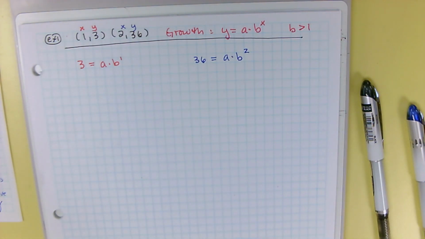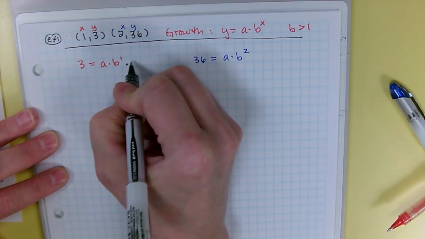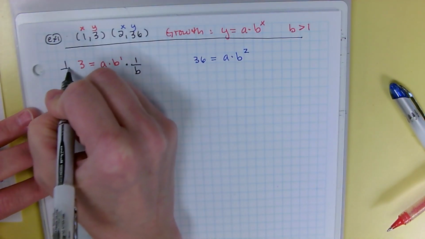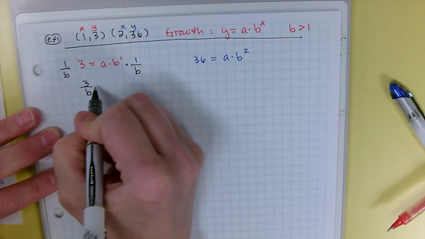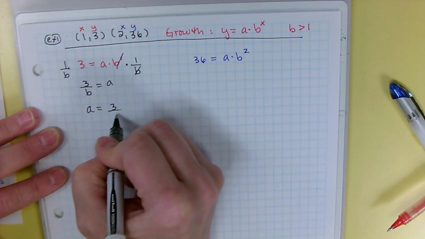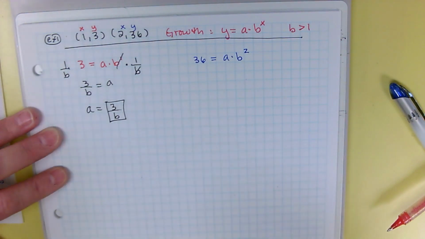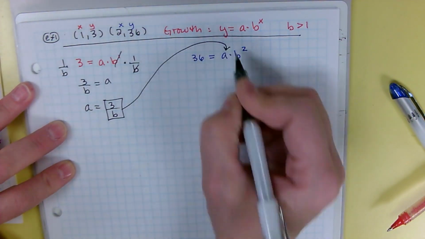First one. Yeah, there's no power of 2. So you want to pick the easy one and solve for that one first. So I'm going to solve for a, which means I'm going to multiply both sides by 1 over b. So I get 3 over b equals a, or a equals 3 over b. So I solve for a, and then I substitute it into the second equation.